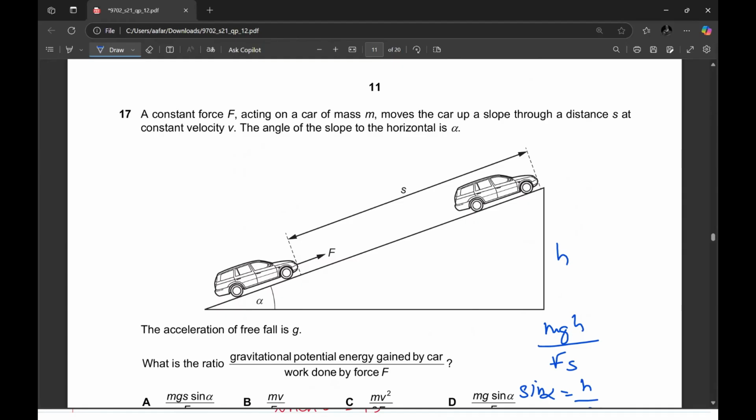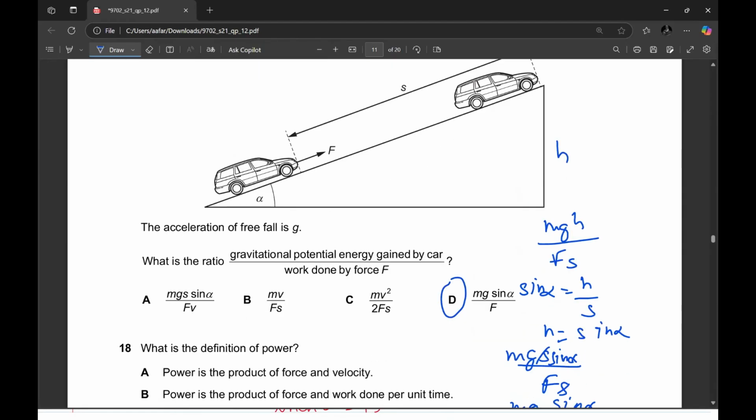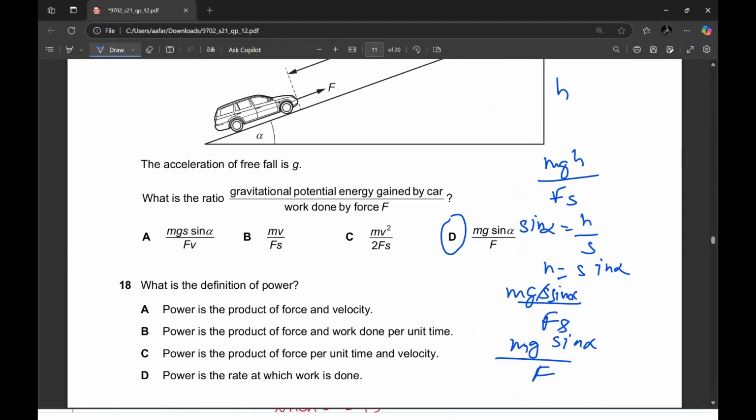What is the definition of power? Power is the product of force and velocity. No, wait, what? P is equal to Fv. Okay, so it's not a definition. Power is the rate at which work is done. It's a derivation, not a definition.